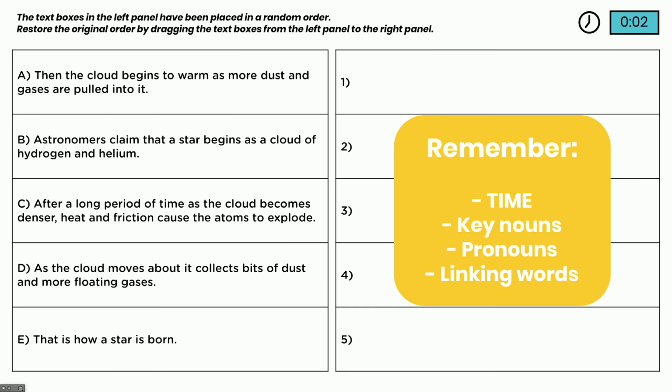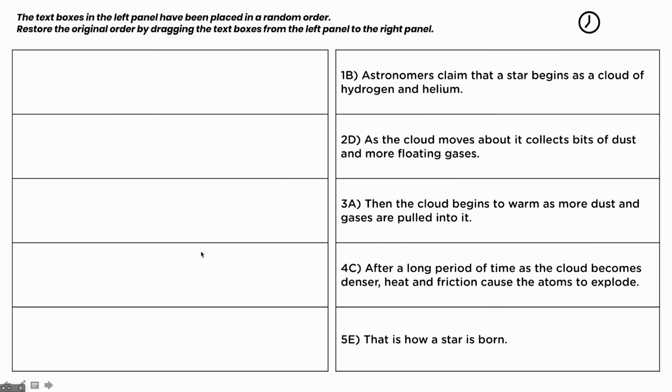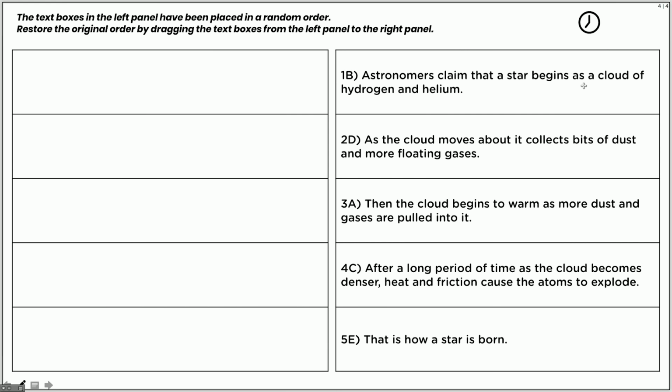All right, let's take a look at the answer here. It was a chronological paragraph order. So the first sentence says, "Astronomers claim that a star begins as a cloud of hydrogen and helium." As the cloud, we've got a couple of repeated nouns here. Now, this could be a pronoun, "as they move about", but the author has chosen to repeat that noun, so keep that in mind. "As the cloud moves about, it collects bits of dust and more floating gases. Then the cloud begins to warm as more dust", so we've got dust and dust, "more dust and gases are pulled into it."